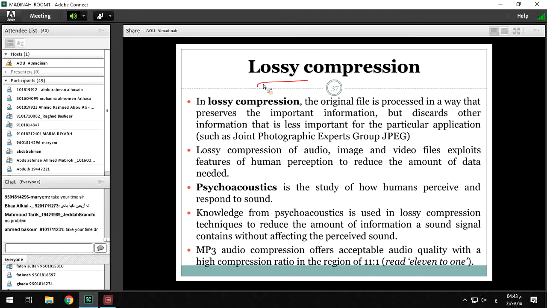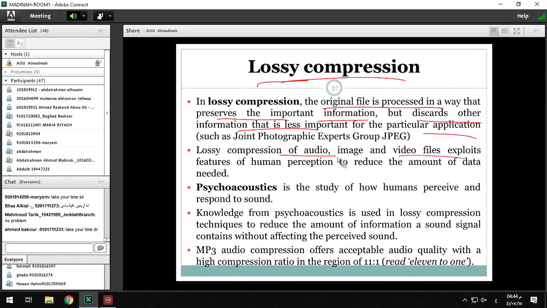For example, you save an image in JPEG format, and you save the same image in GIF format. You find two different sizes, but you don't feel that something is lost in JPEG or that there is something more in GIF. So lossy compression compresses the file in such a way that you don't feel something is lost. The original file is processed so that it preserves the important information but discards other information which is less important for a particular application.